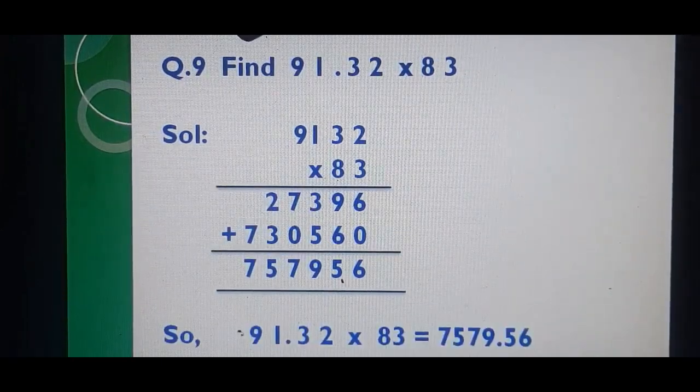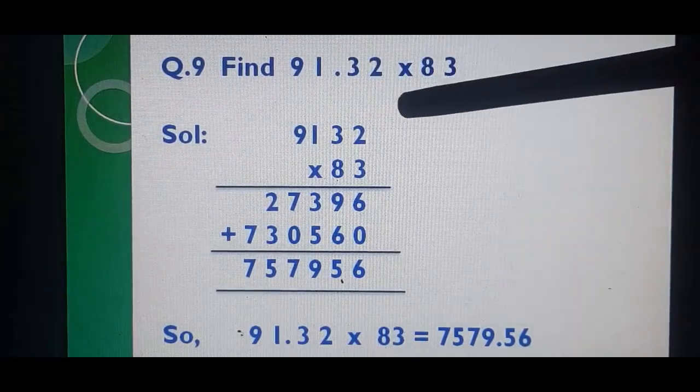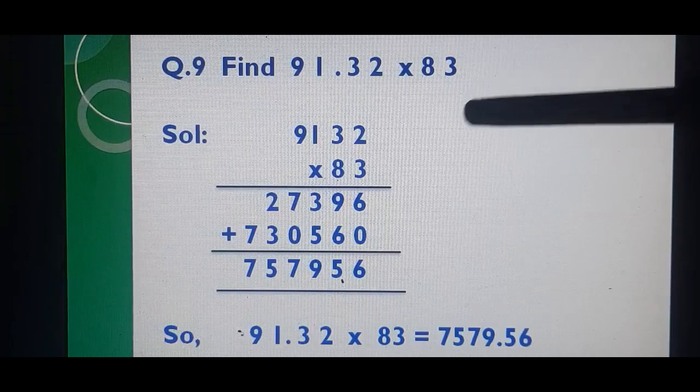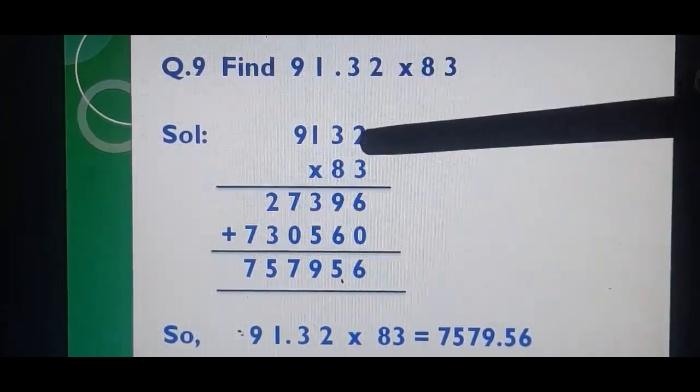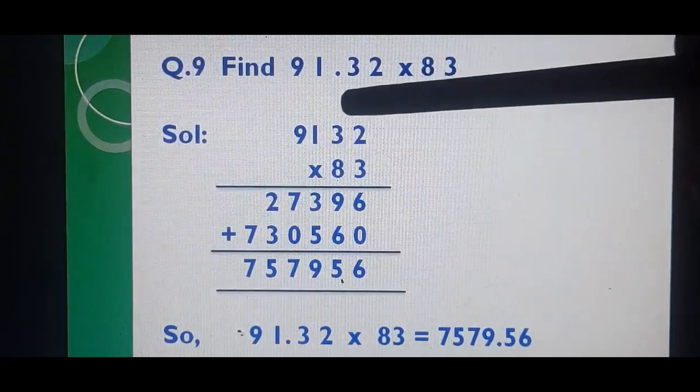Next question is question number 9. Find 91.32 multiplied by 83. It means we have to find the product. So we will not consider the decimal. We will do simple multiplication.